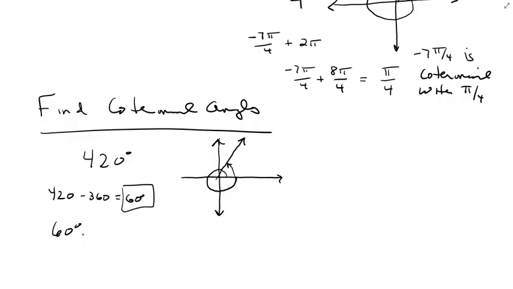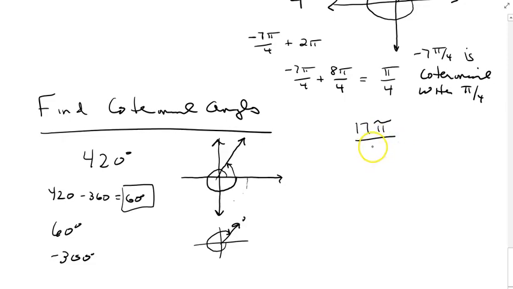How about a negative coterminal angle? Wouldn't negative 300 also be coterminal with that 60 degree angle? Because think about it, if I went this way, 360, it would be just 60 degrees shy of the full rotation. That would also be coterminal. Again, degrees are a little bit easier to work with because it's something you're very familiar with. But if you're working in radians, it gets a little bit harder.